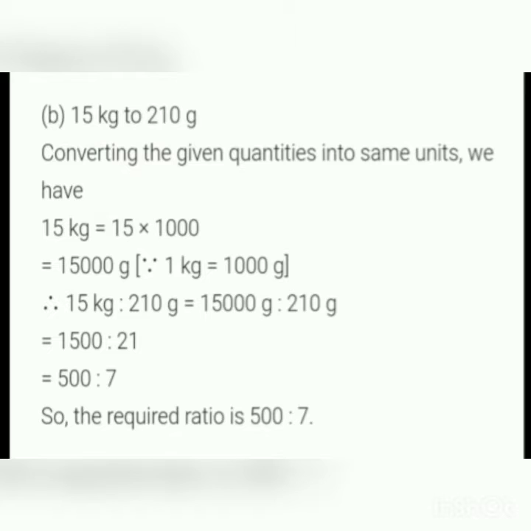So what is the relation between kilogram and gram? 1 kilogram is equal to 1000 grams. Therefore 15 kg can be converted to grams by multiplying by 1000. So 15 kg is equal to 15 into 1000, which gives you 15,000 grams. We converted 15 kg into 15,000 grams, and 210 grams stays the same. Now we have both in the same units, that is grams.